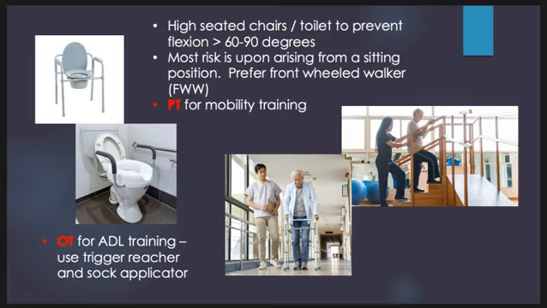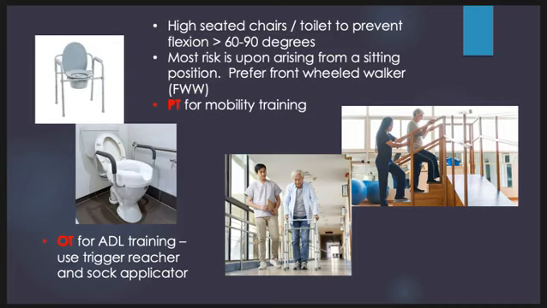So again, here is a raised toilet seat and a commode picture again. The biggest risk is going to be upon rising for these patients when using these. So if they are in a sitting position, having something like an armchair is going to be very helpful, as well as a front wheel walker and maybe some assistance in order to stand.